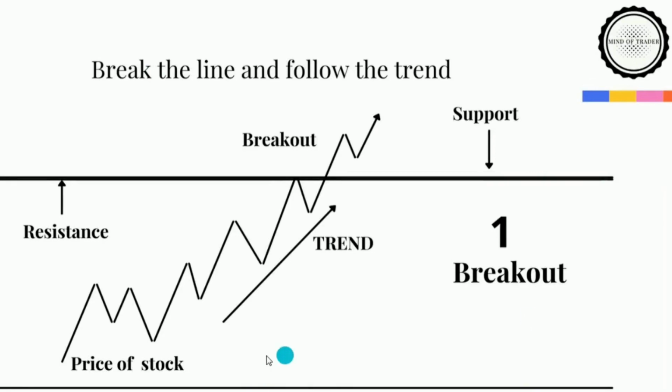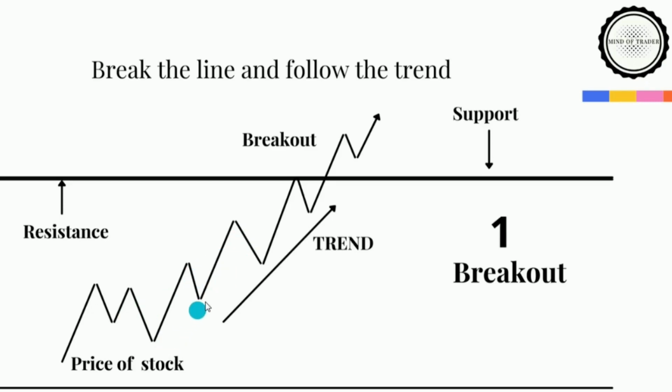So now let's take example number 1, which is a breakout situation. Imagine this is the price of a stock and it is going up. Whenever the price of a stock is going up, it will never go up in a straight line. It will go up and then down, up and then down, up and then down. Whenever the price of a stock is going down, it is called a pullback or retracement.